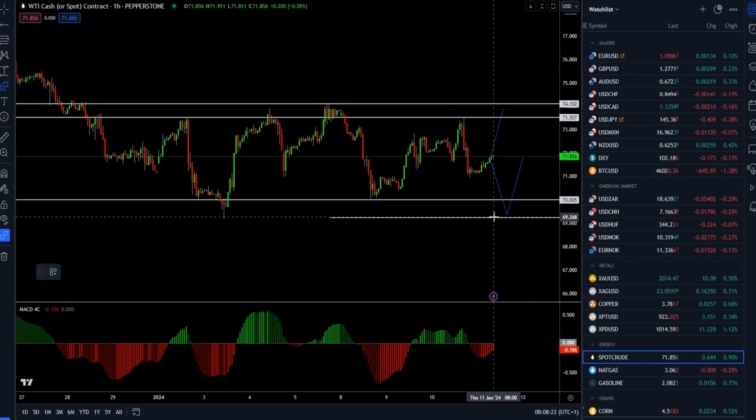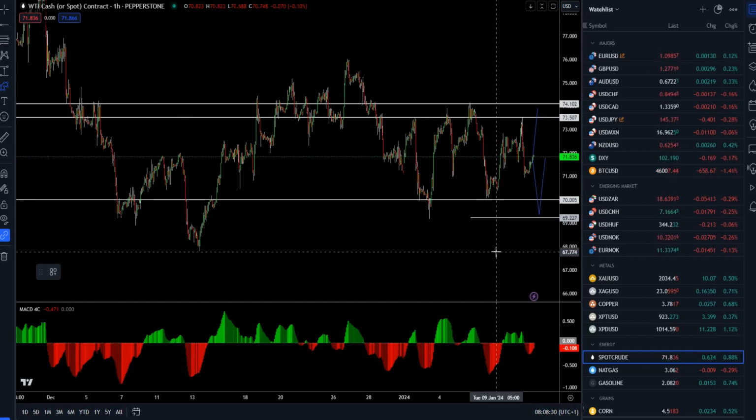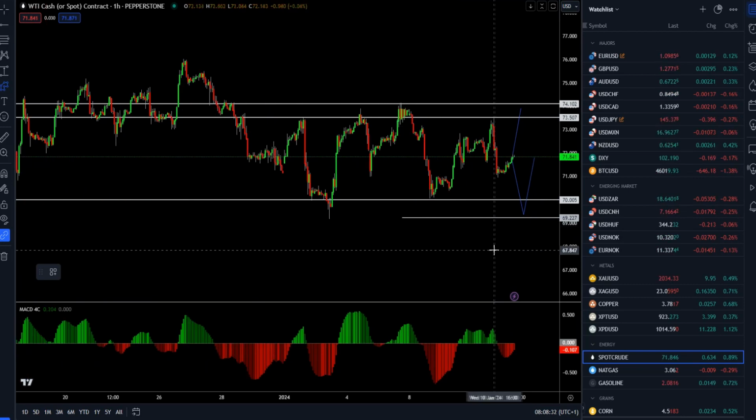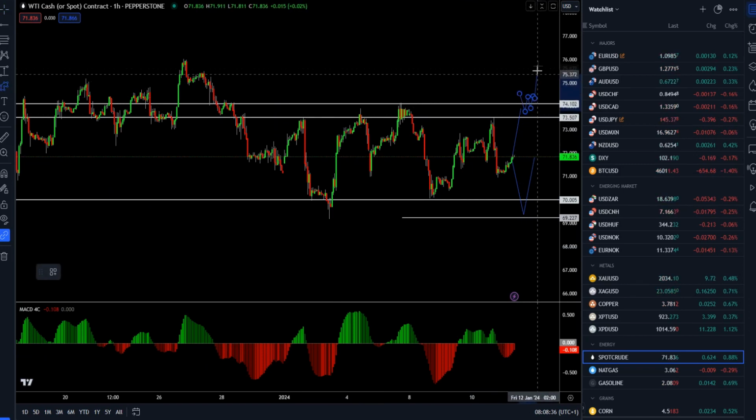In case of the downside breakout of the support, so if the market can trade below the 69.20, then there is a chance for the retest of 67.75 or even 67 mark. In case of the upside breakout and hold above, there is a chance for retest of 75, let's say 76 mark.